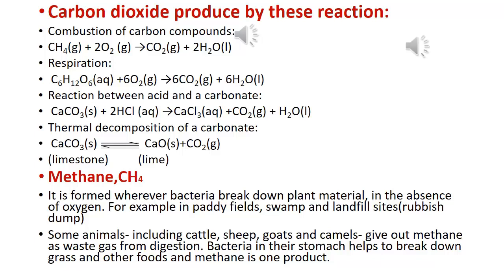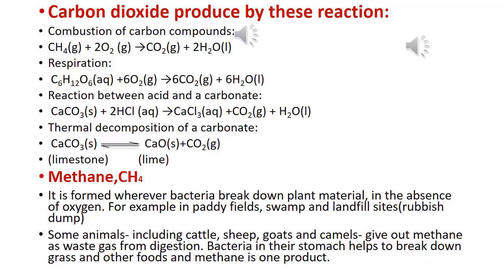C6H12O6. That is the chemical formula for glucose. And when the air and this glucose react, what is the product produced? Carbon dioxide. That gas is breathed out. And what is the other product? Water. So we breathe out carbon dioxide. So this is how the carbon dioxide is produced, and it is mixed in the atmosphere.